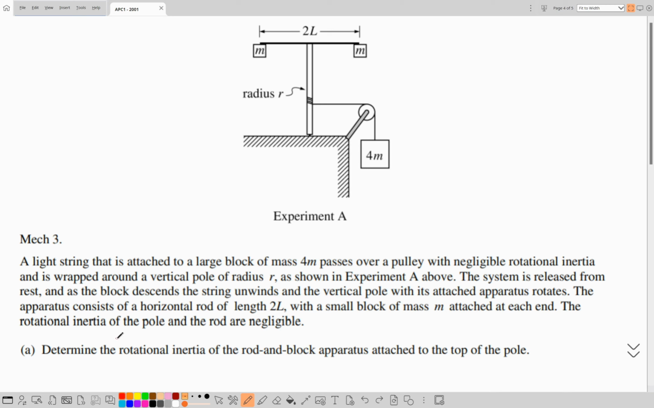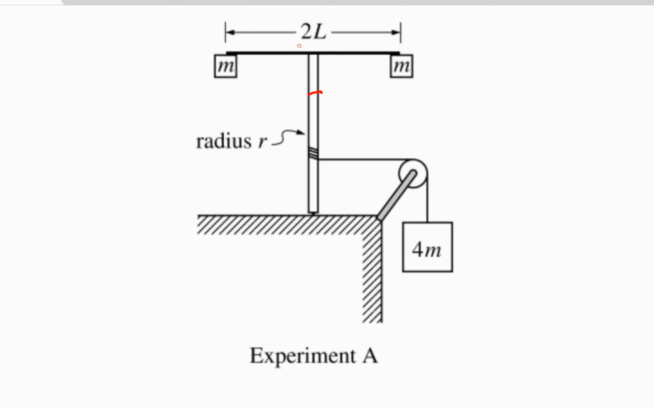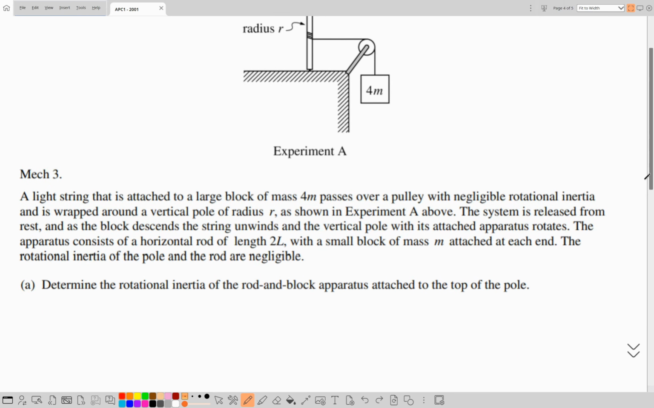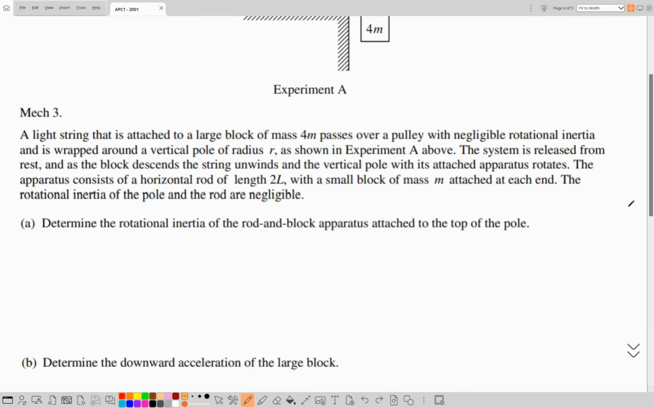In part A, they're telling us to determine the rotational inertia of the rod and the block apparatus attached to the top of the pole. This is the pole, so basically we need to determine the rotational inertia of the system that consists of two blocks and the rod. Remember that in the text they've mentioned that the rod has no rotational inertia, so the rotational inertia is basically for the two blocks.